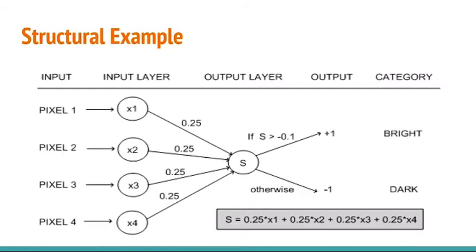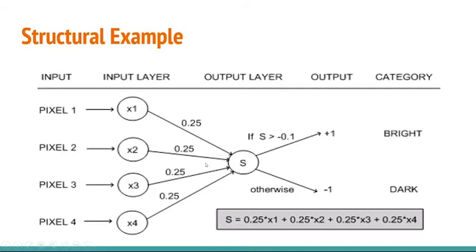I'm going to give a structural example now. We have 4 inputs, which are 1 to 4, and of course each of them has an input, X1, X2, X3, X4. Maybe because there are 4 of them, and we realize that they are equally weighted, the weight for each of them is going to be 1 over 4, which we call 0.25.